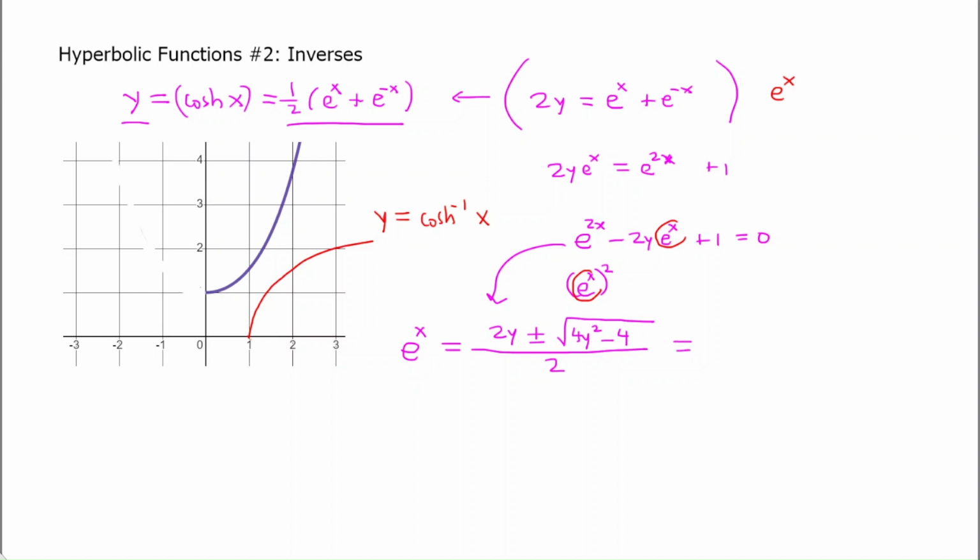Now what we have here is that inside this root, we can factor out that 4. And then if we bring that 4 outside of the root, we get a 2. We see very nicely that we can factor out and cancel those 2's. So we're getting e to the x equals y plus or minus the square root of y squared minus 1. And then finally, to solve for x here, I want to take the natural log of both sides.